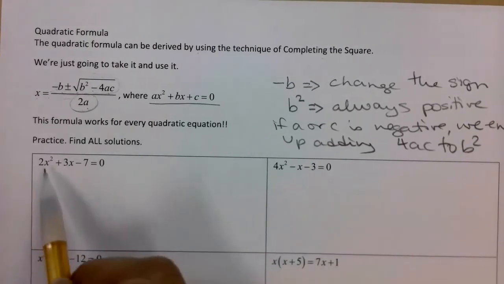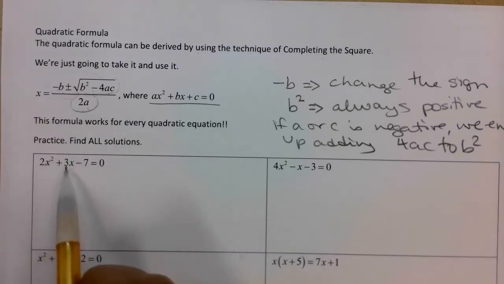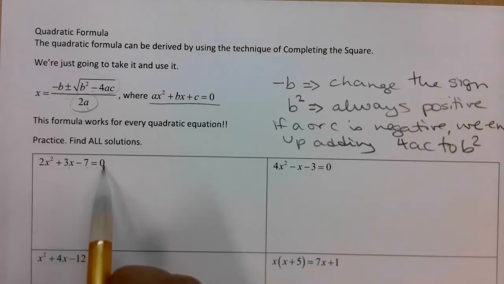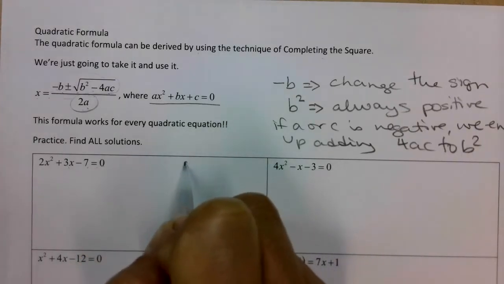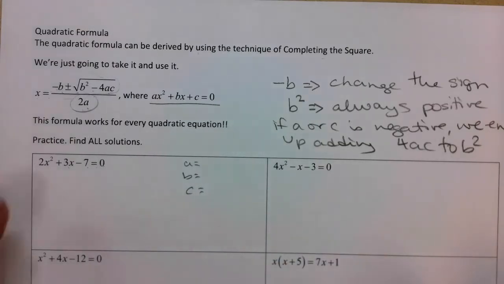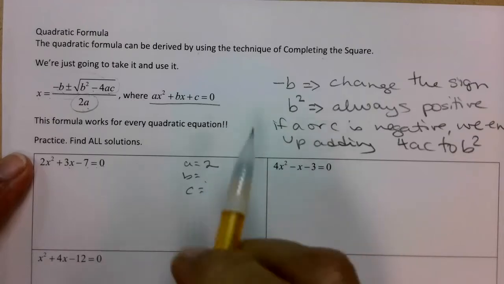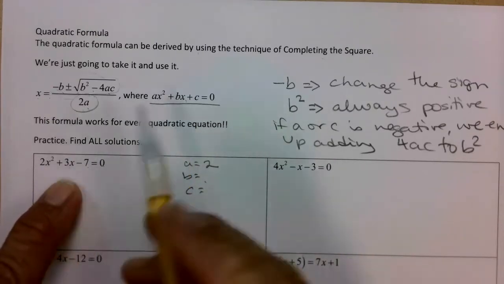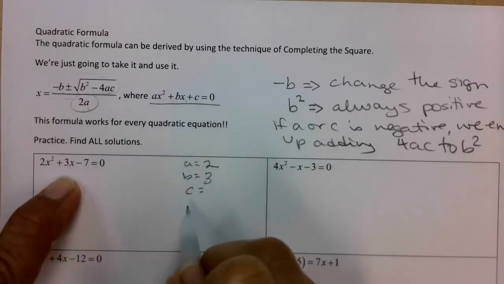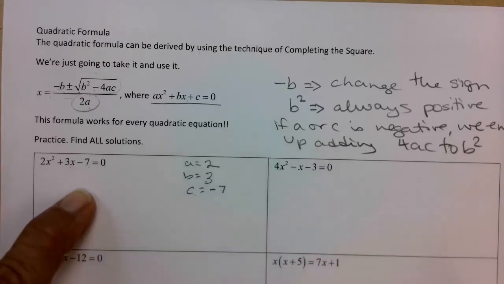Okay, so here's our first one. 2x squared plus 3x minus 7 equals 0. So we're all set up. x squared first, then x, then constant, equals 0. So a equals, and b equals, and c equals. Okay, so a equals 2. b is our x coefficient, so that's 3. And c is the constant term, negative 7.